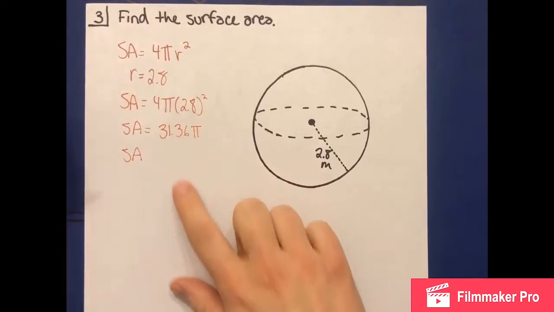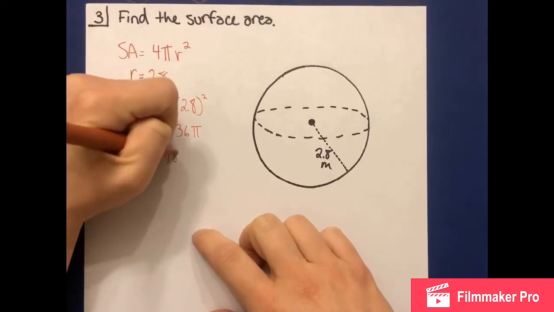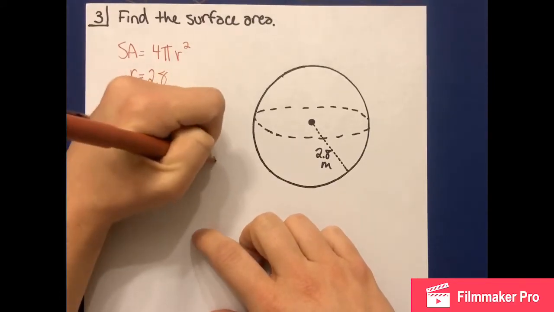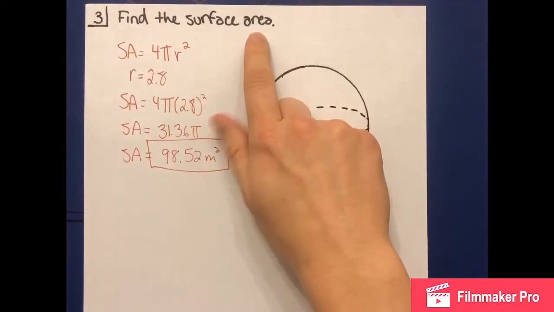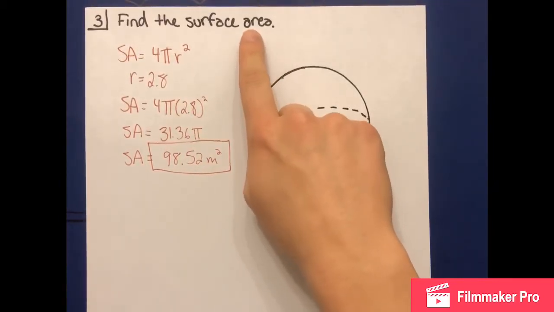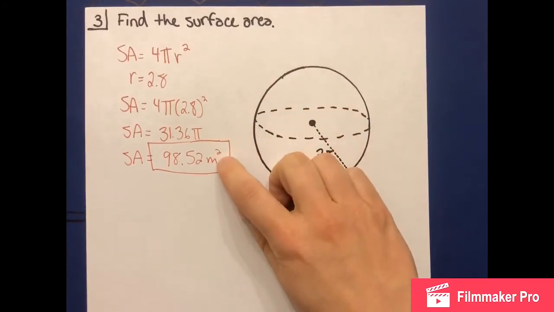And multiplying these two together, I get 98.52 meters squared. Area, always think squared. That doesn't change. This is just surface area. It's still going to be squared.